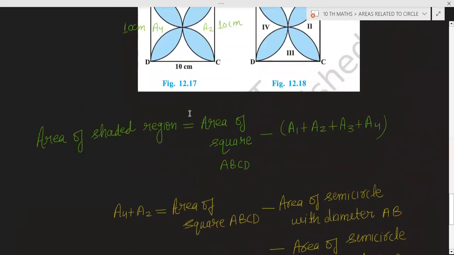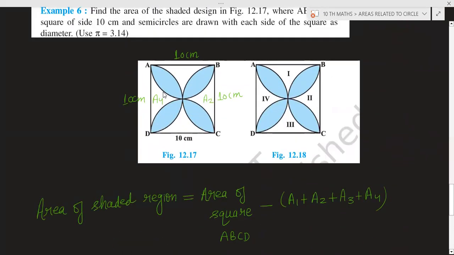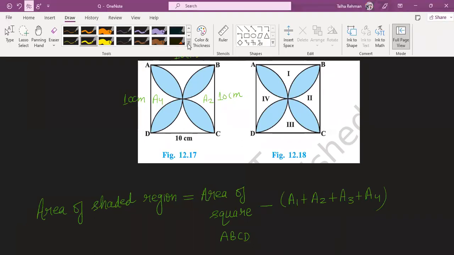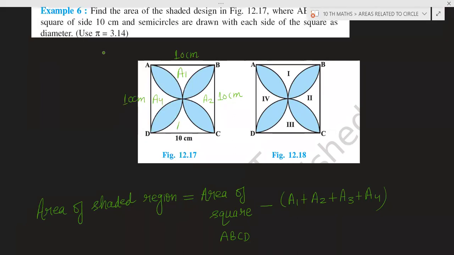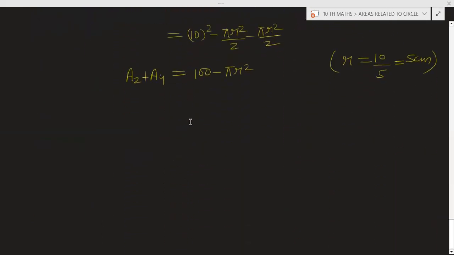Now in the same way, if from the area of the square I am removing the area of this semicircle, and if I am removing the area of this semicircle, then what will I get? I will get this area, A1 and A3. If from this square I am removing the area of this semicircle and the area of this semicircle, then I have A1 plus A3.